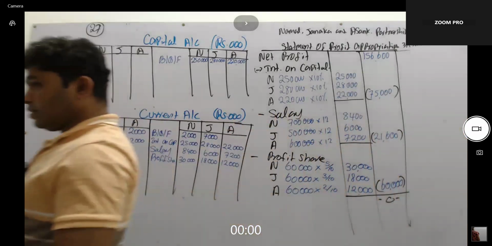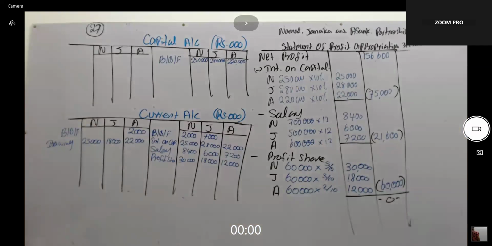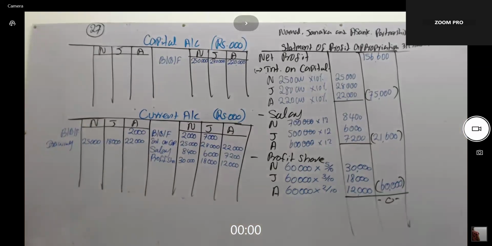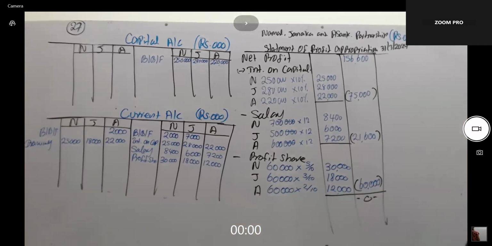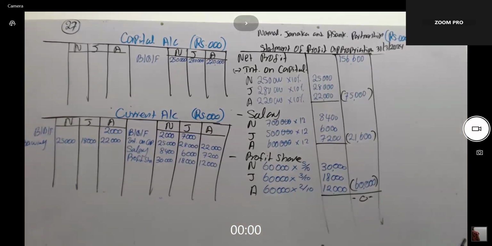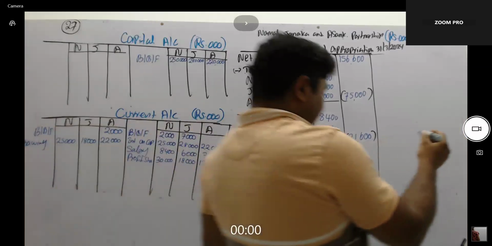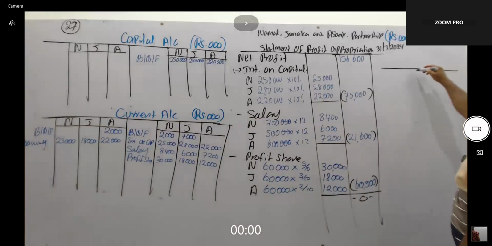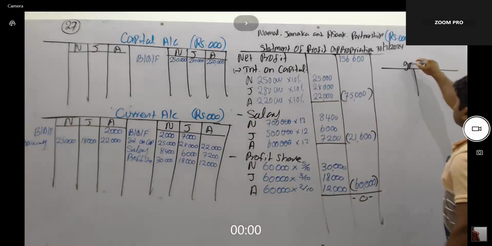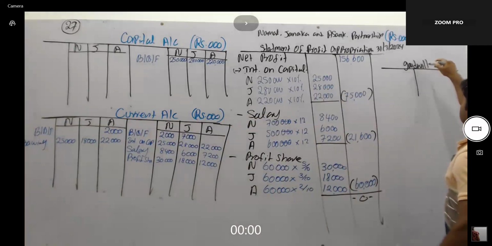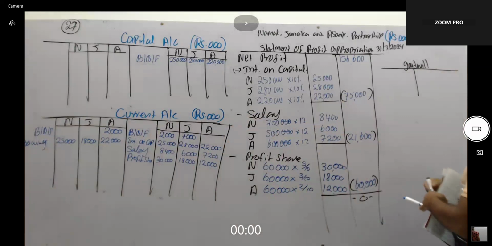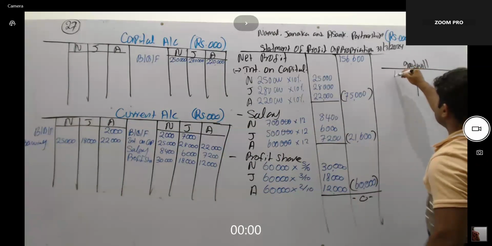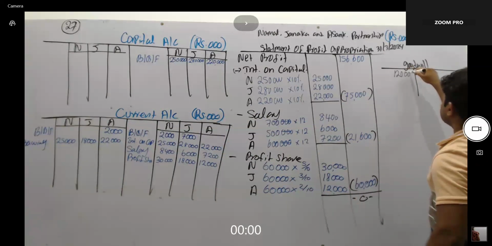First, record the goodwill. Goodwill account debit, partners' capital account credit. Now prepare the goodwill account also. Retirement is at the end of the year, and it has given goodwill of 120,000. Therefore, prepare the goodwill account: value equals 120,000.